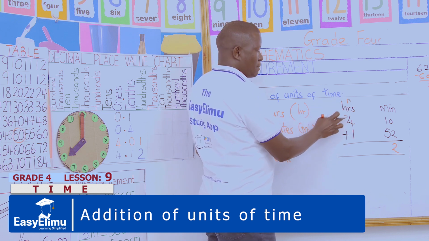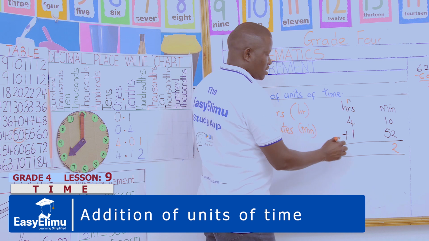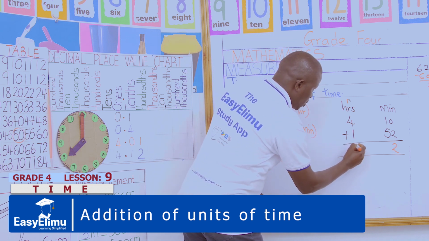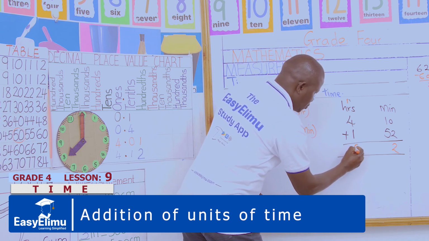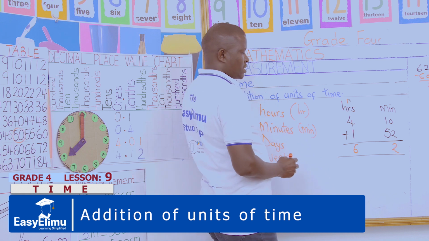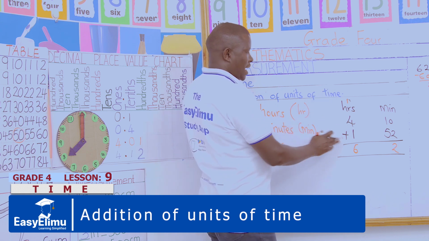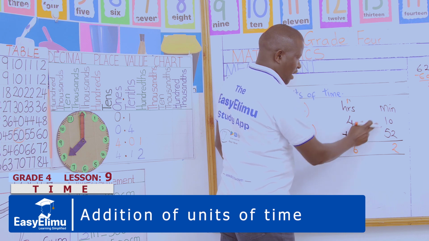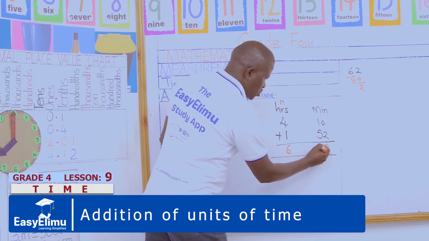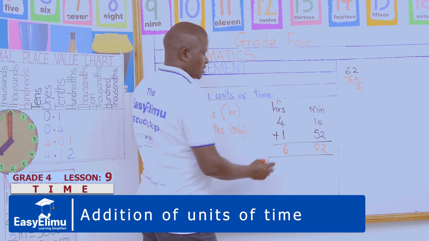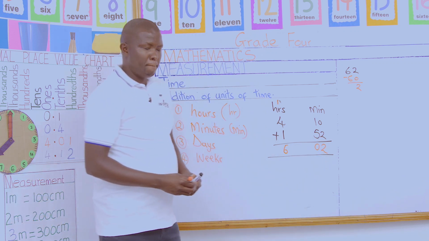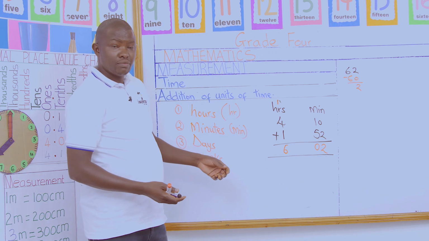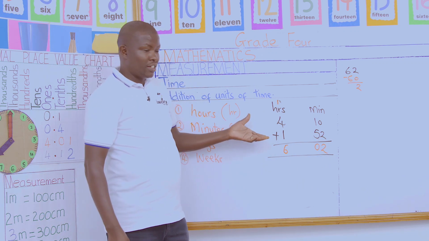Now, it's 1 plus 4 plus 1. We have 5. We have 6, sorry. 1 plus 4 plus 1 is 6. So when we add this, we have how many hours? 6 hours and 2 minutes. I can also input 0 here to stand for 2 minutes. That is the answer for this one.